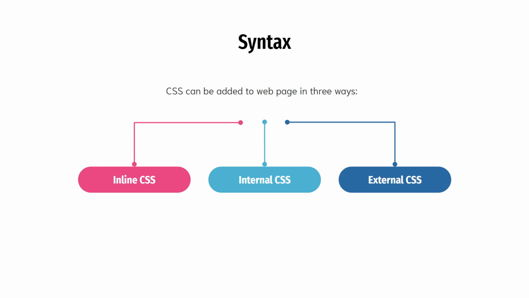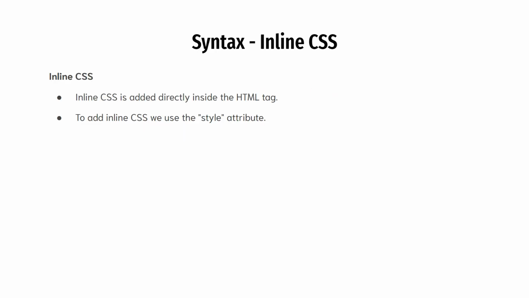In the previous video, we saw what CSS is and what it is used for. Now in this video, we'll see how we can add CSS into our web page. There are three ways of adding CSS into the web page. The first way is adding CSS inline, the second way is adding CSS internally, and the third way is adding CSS externally. So the first one is inline CSS.